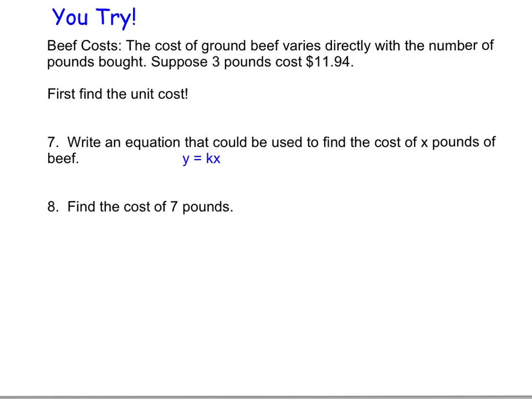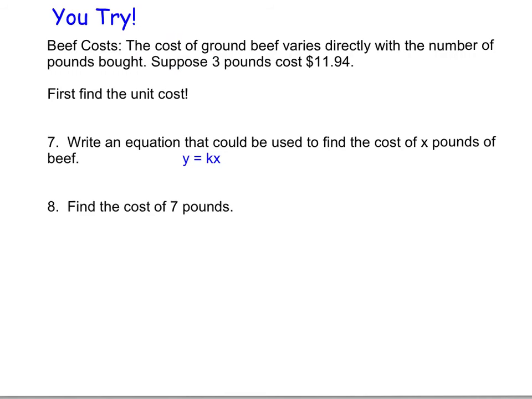Okay, you go ahead and try this next one. The cost of ground beef varies directly with the number of pounds bought. Suppose 3 pounds cost $11.94. Go ahead, find the unit cost, then write an equation that could be used to find the cost of x pounds of beef, and then find the cost of 7 pounds. Pause this video, do the assignment, and then go ahead and check your answer.